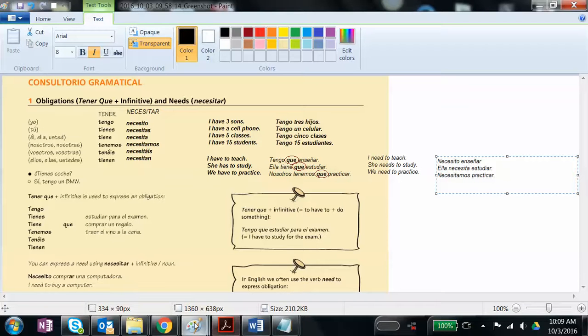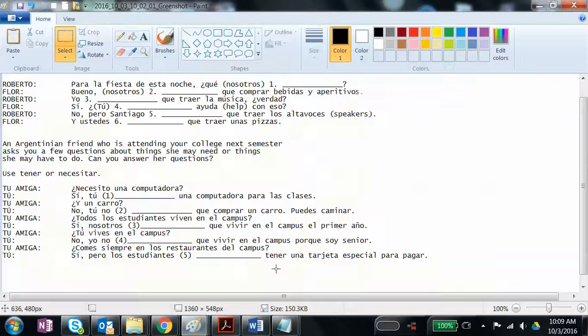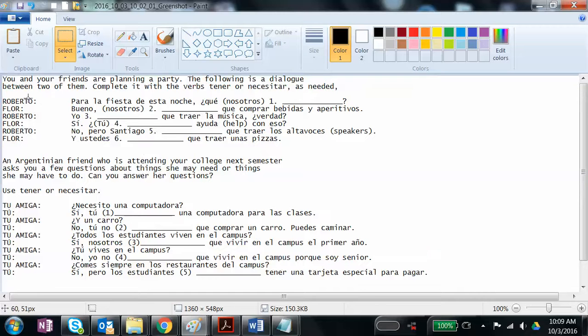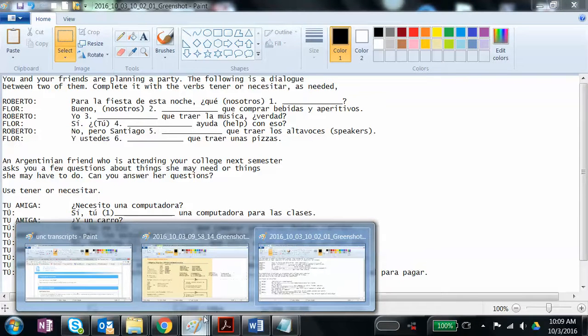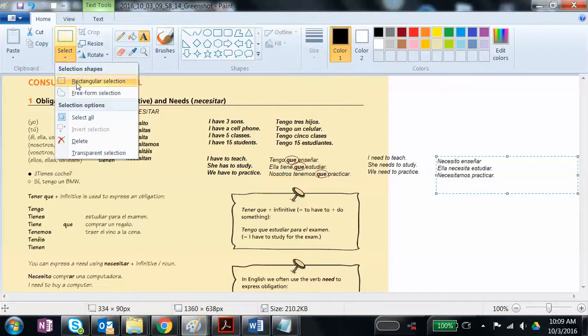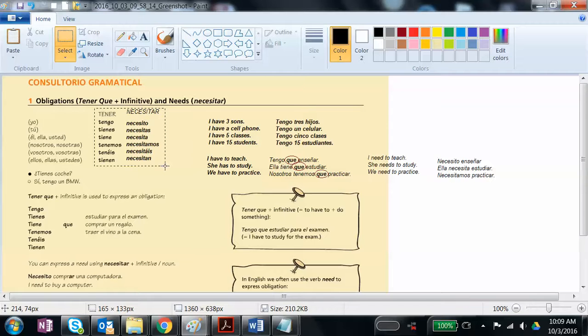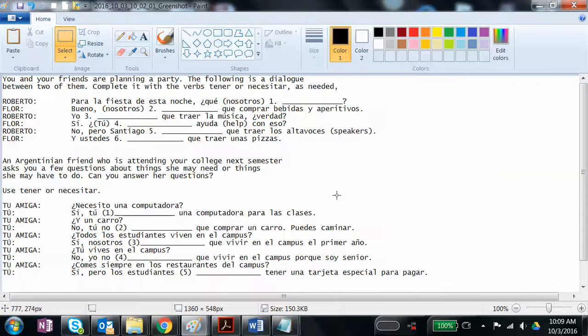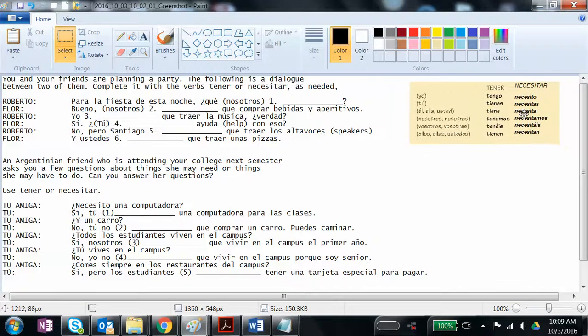Okay, so let's do a little bit of practice. If we go out here, you and your friends are planning a party. The following is a dialogue between two of them. Complete it with the verbs tener or necesitar as needed.